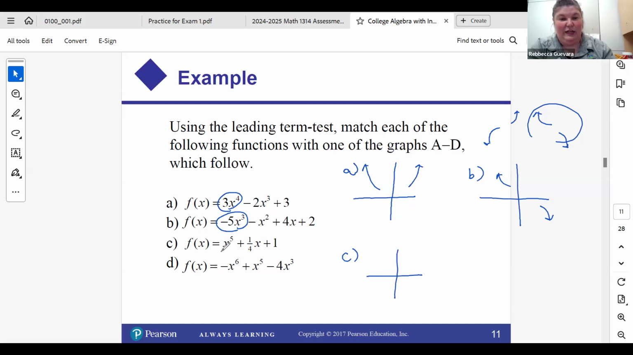For C, the coefficient is 1, so it's a positive coefficient, but the degree is odd. So it's my other option that B didn't give me. It's going to open like this, or have this shape in the long run. And then for D, its long run shape: we've got a negative 1 out front, so a negative coefficient and an even power. So it's going to be opening down.